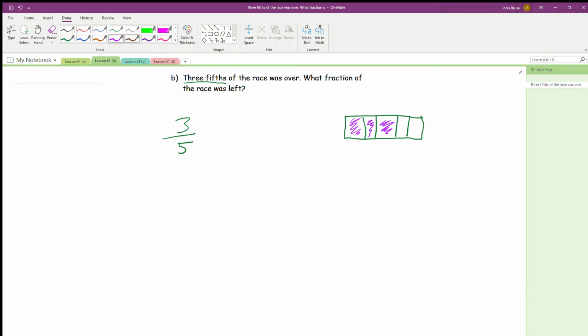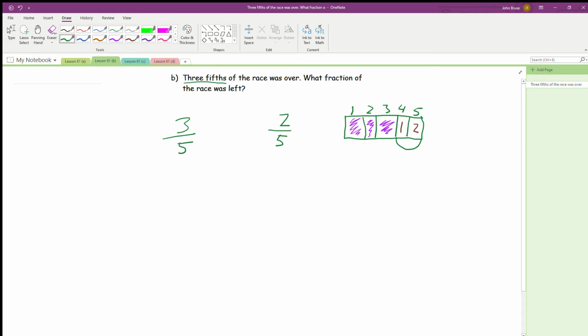So we need to count the parts that are not over, the parts that are not shaded. We've got 1, 2. We've got 2 parts that are not shaded right now, and that means that 2/5 of the race was not over. So we're going to write our total number here. That's the parts that we broke it into. 1, 2, 3, 4, 5. And then we're going to count the 2 that are not shaded, the part that's not over, which is these 2. And we're going to put that for our numerator. So 2/5 are not shaded.